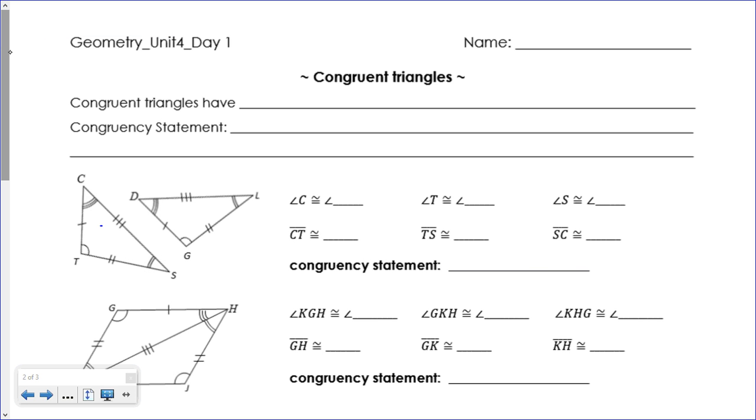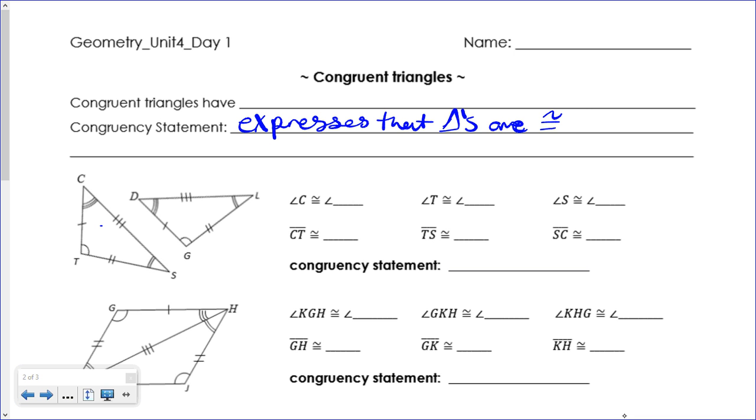Other things you have to write for me when you know the triangles are congruent is called a congruency statement. This expresses that the triangles are congruent. There's a little bit more that I'm going to have you write as well. But essentially, a congruency statement just says that triangle blah blah blah is congruent to triangle blah blah blah.